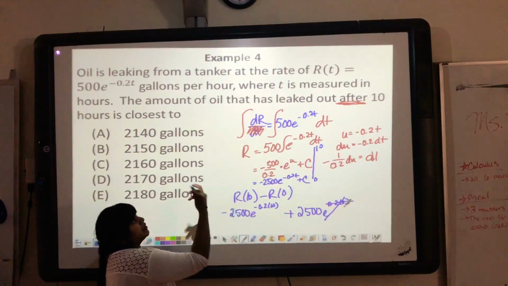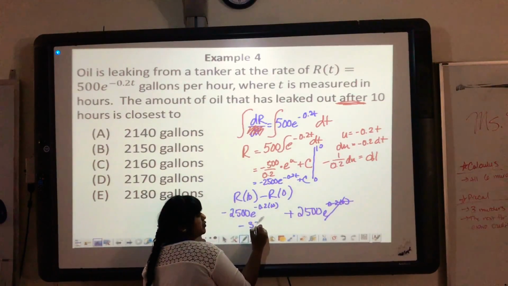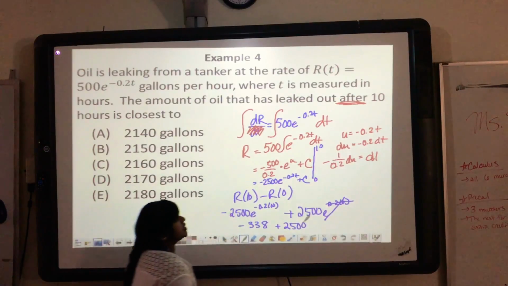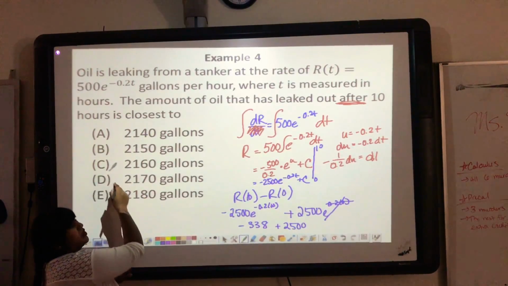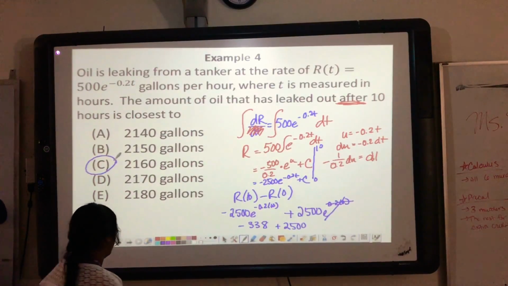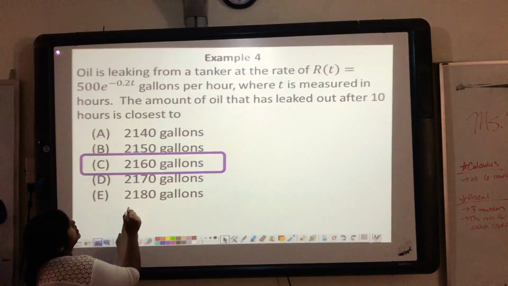If you plug this into a calculator, because this was a calculator allowed question, this becomes approximately negative 338 plus 2,500, which gives us approximately 2163, I think, but 2160 gallons. We can double check that, see if we got it right. We sure did.